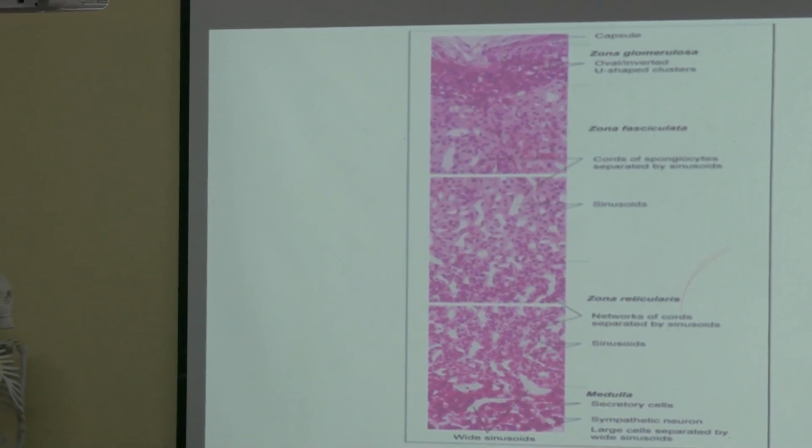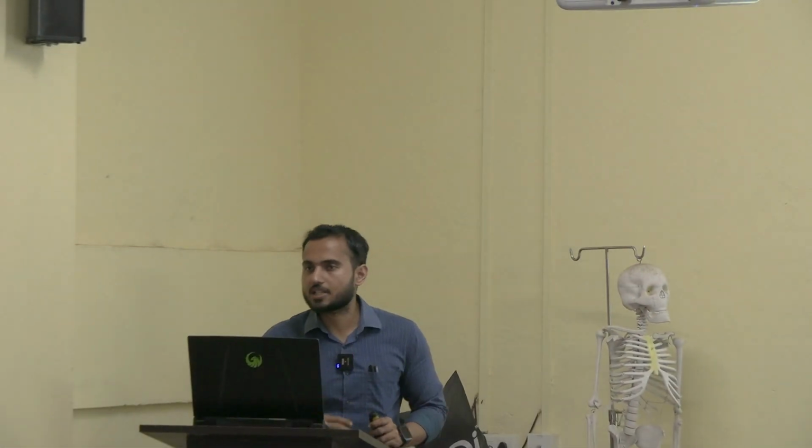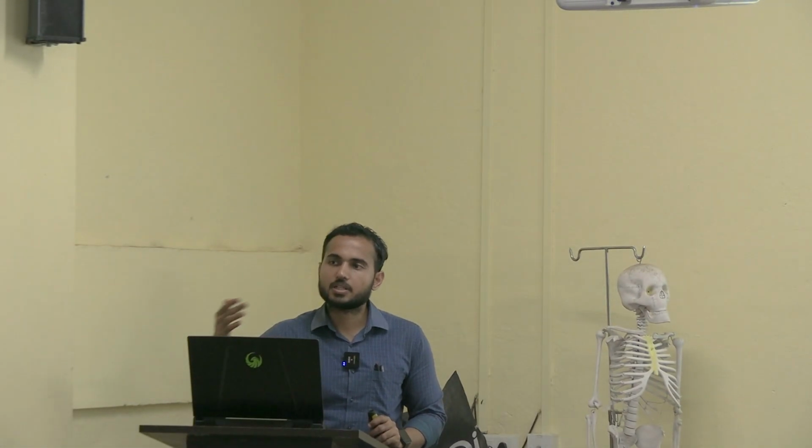The main function of the postganglionic cell is to transmit neurotransmitters, so that it can control the secretion of the cortex. And the chromaffin cell, what is its main function? As I said, adrenaline and noradrenaline into the blood.